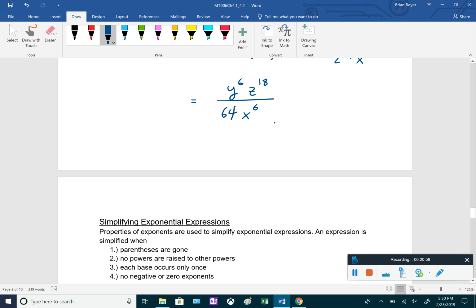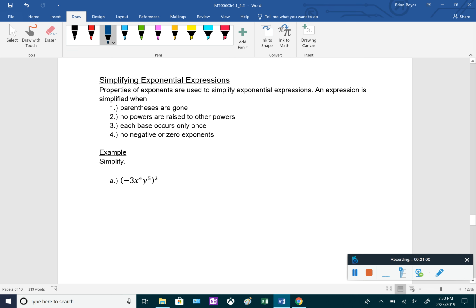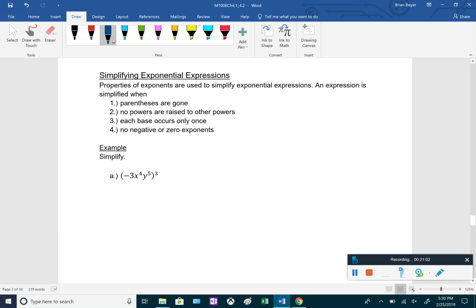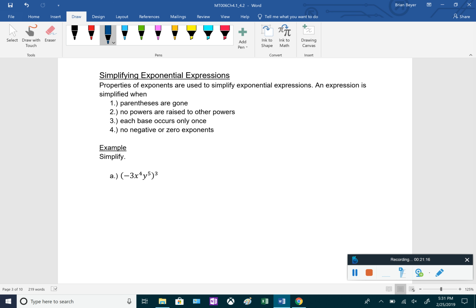Okay, so those are all the rules, kind of a lot, I know, but we definitely have to know them. So this brings us to simplifying these exponential expressions in general. So properties of exponents that we just learned, they're going to be used to simplify these expressions. We consider an exponential expression simplified when the parentheses are gone. No powers are raised to other powers. Each base occurs only once. And there's no negative or zero exponents.